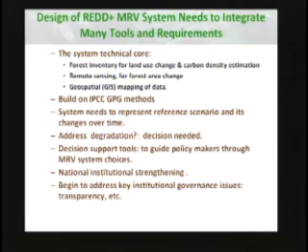The design of the MRV system is a means of integrating a number of tools and requirements. The main elements are the system technical core, which include the forest inventory, classic forest inventory on the ground that you may be familiar with, and then remote sensing by satellites or photographs for forest area change, and then geospatial mapping of data in GIS systems or otherwise.